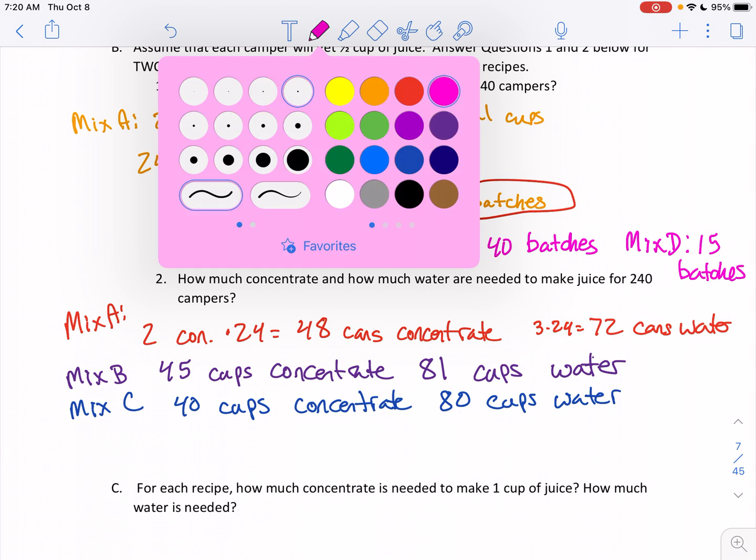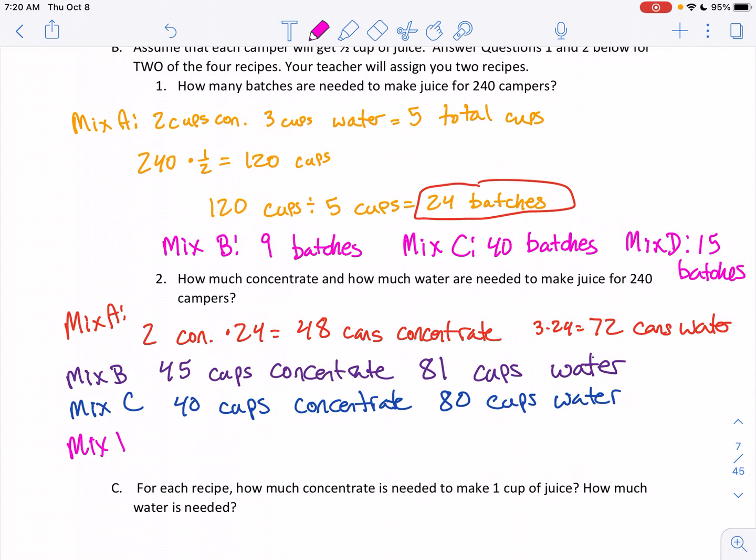And then mix D, 45 cups concentrate and 75 cups water. And again, you can see like mix B and mix D both have 45 cups of concentrate, but mix B is clearly more diluted because it has 81 cups of water instead of 75 cups of water. So you can kind of see again those connections.